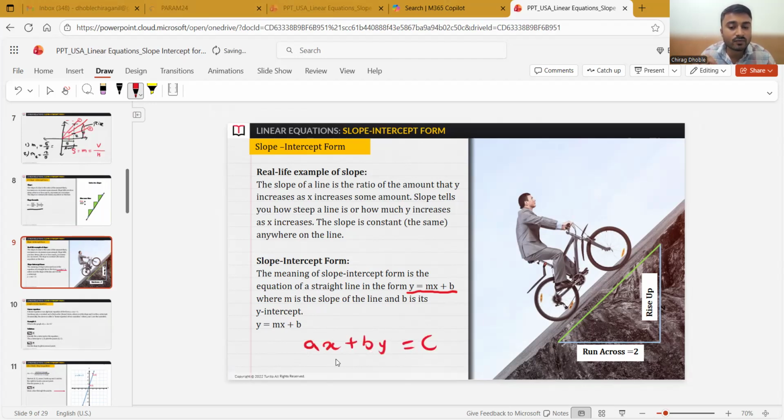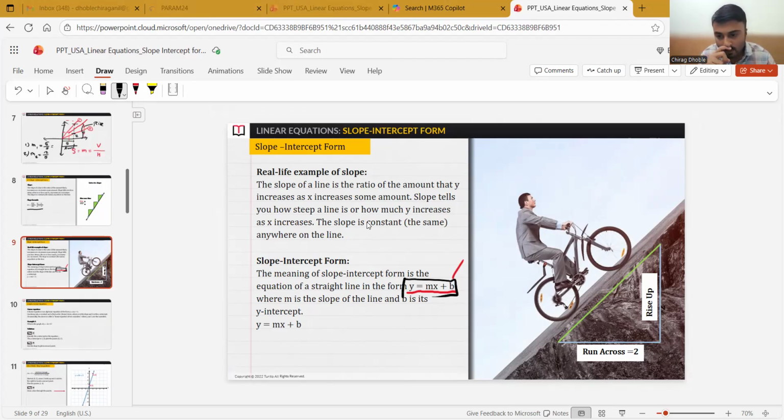So this is the general form, but in terms of the slope of that line and the intercept of the y-axis, b is the y-axis intercept, m is the slope. So if we have to write it in the slope intercept form, we have y is equal to mx plus b, where the y-intercept is actually b, and m is the slope of the line.